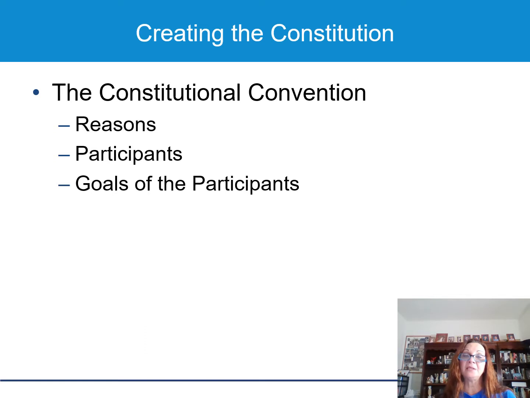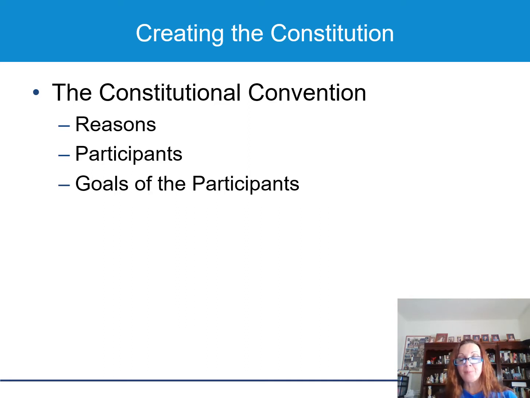They said that the states could get together for the sole purpose of revising the Articles of Confederation. So the idea was that they weren't supposed to completely change the government. They were just to revise it, to tweak it a little bit, make it a little bit better than it was, take the weak points and make it better.